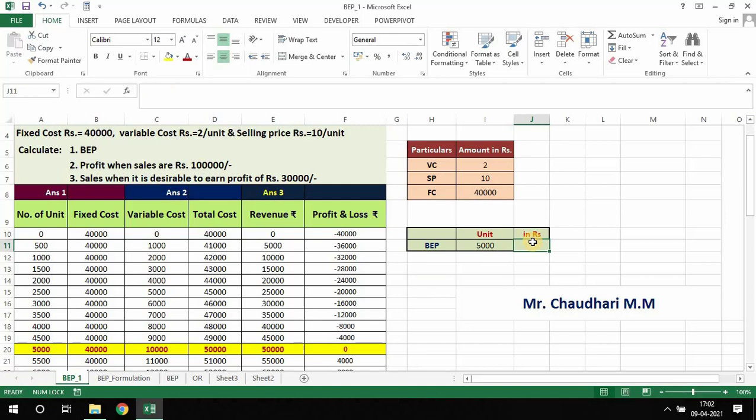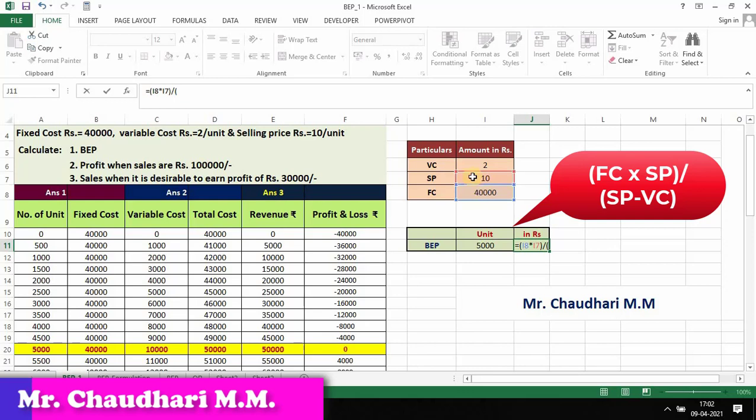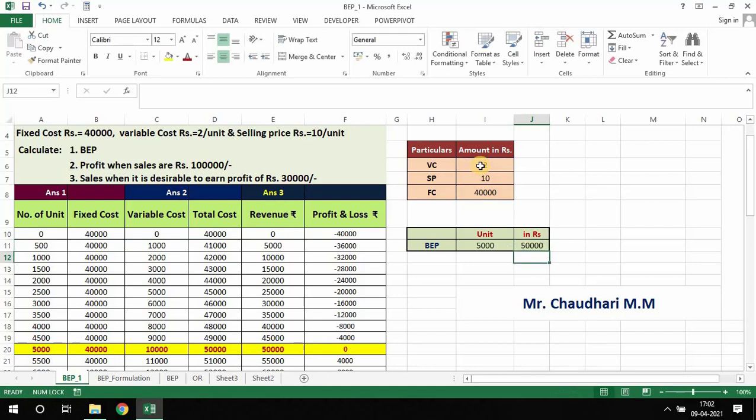Similarly, calculate the break-even point in terms of rupees or dollars. Calculate the fixed cost multiplied by the selling price, then divide by the margin of contribution. The margin of contribution means the selling price minus the variable cost. So the break-even point in terms of rupees is 50,000. See here, this is the total value, 50,000. So I will put here in terms of units. So total units produced is 5,000 for calculating the break-even point.